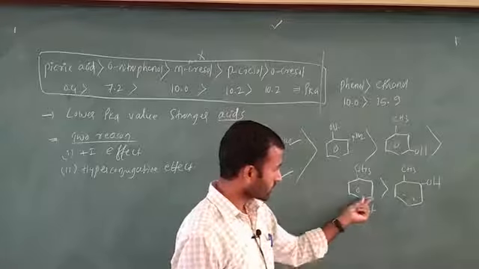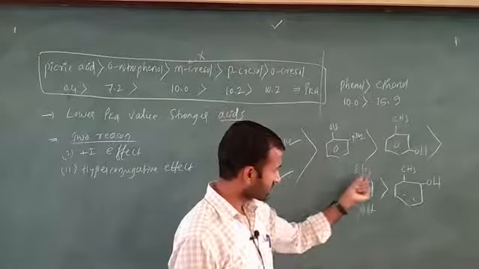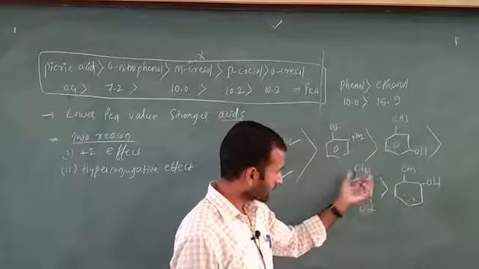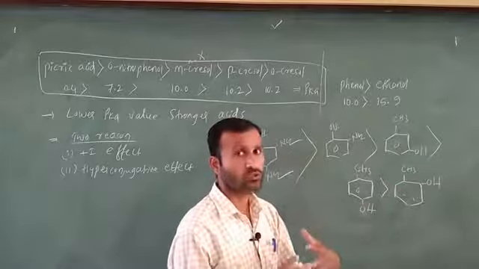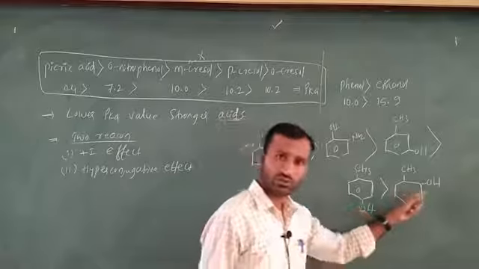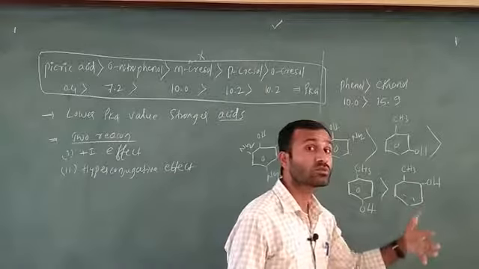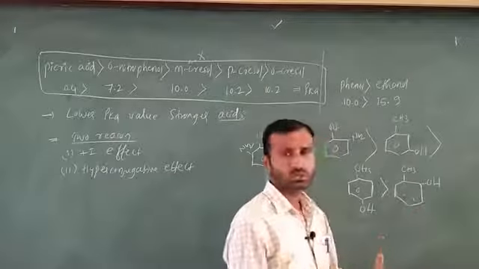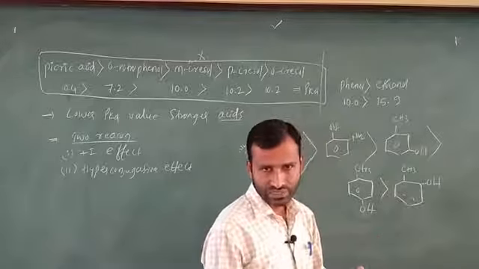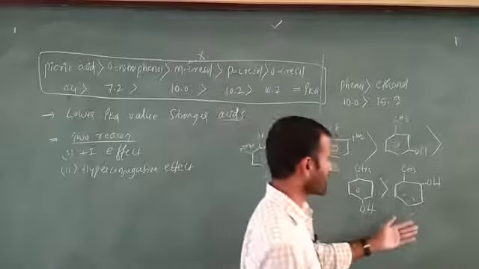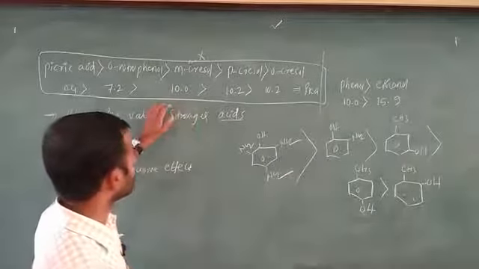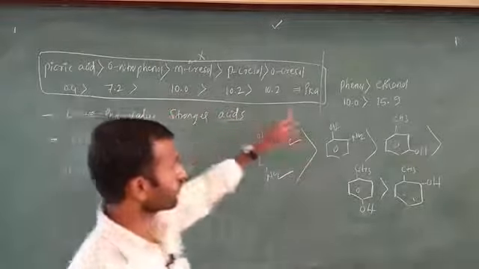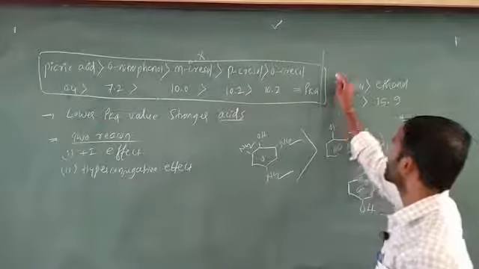This OH donates electrons towards the benzene ring, and this CH3 also donates electrons towards the benzene ring. In paracresol the repulsion, the opposing force, is slightly less compared to this one. But in orthocresol the opposing force is more. Where the opposing force is more, the hydrogen will not go easily. So orthocresol is less acidic compared to paracresol. Bear in mind, folks, this is the most important point.